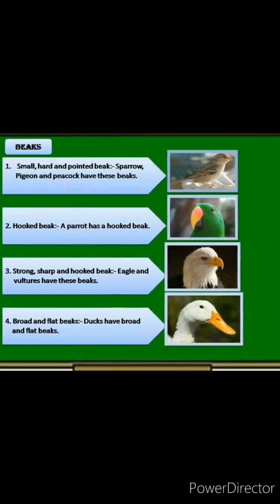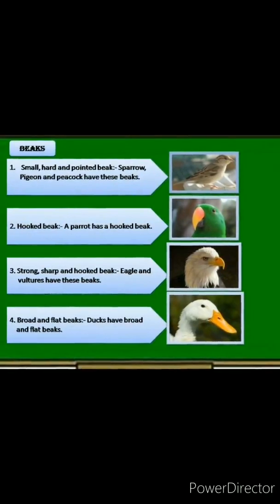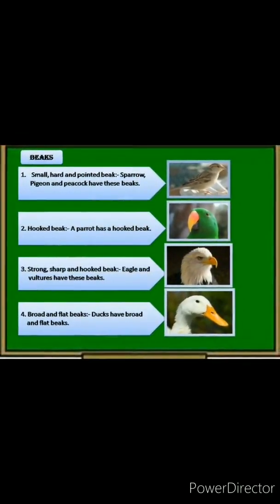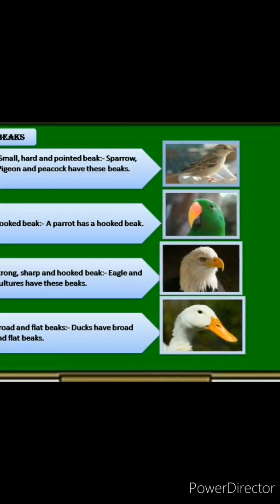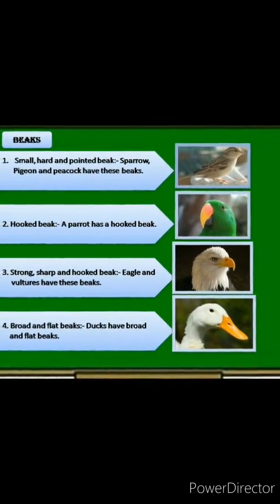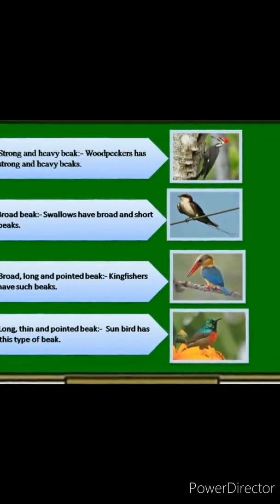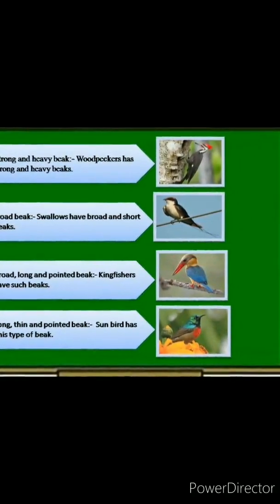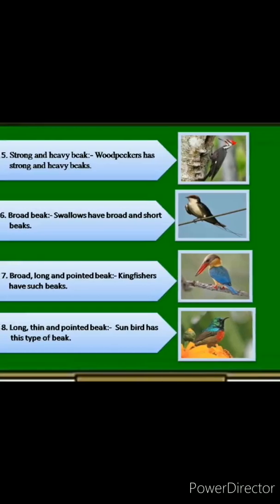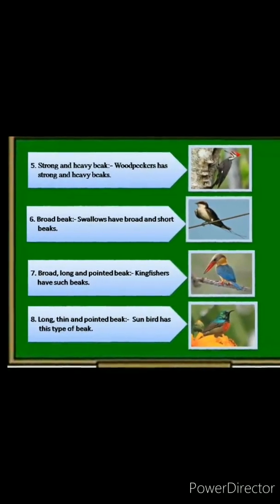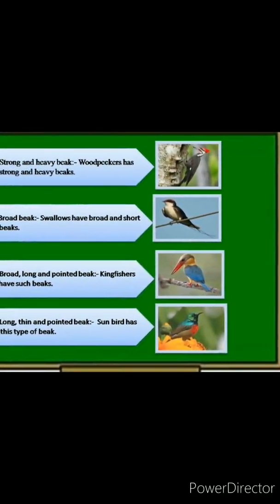These beaks have strainers along the edge of the beak. Water and mud go out of these strainers, leaving worms inside it. A woodpecker has a strong, hard, and heavy beak. It helps it to make holes in the trunk to catch insects for its food.